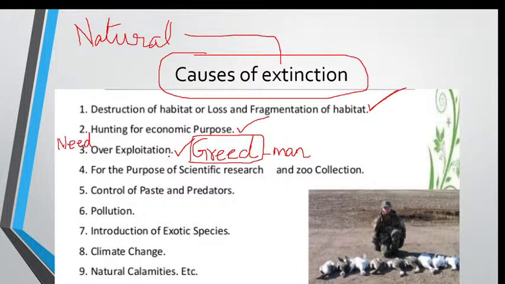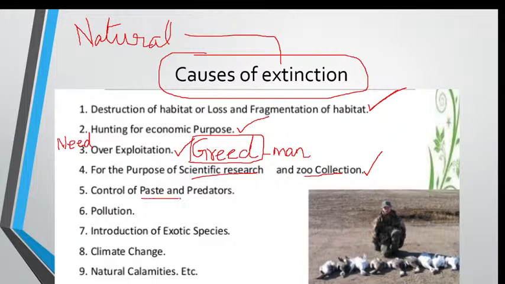Then another reason is the purpose of scientific research and zoo collection. For the purpose of scientific research, for example, if you need to take the photograph of a single organism, like you need to take the wings or something like that, you will collect them in enormous number. You will become greedy. Rather than collecting one, we will collect more than one. That is for scientific research and for collection in zoos. For a zoo, one pair or two pairs is enough. If you collect more and plan to sell to other zoos, that will result in a decline in the number.